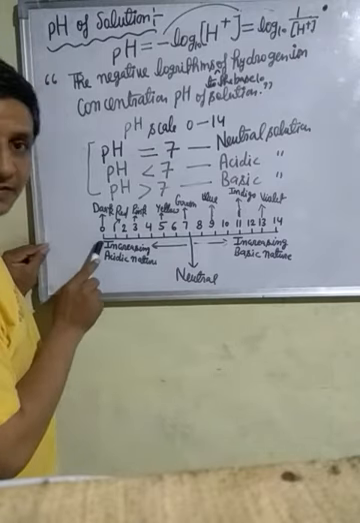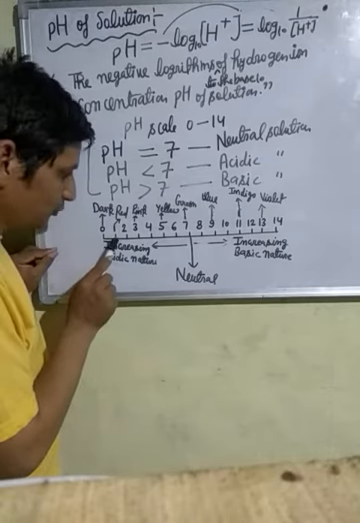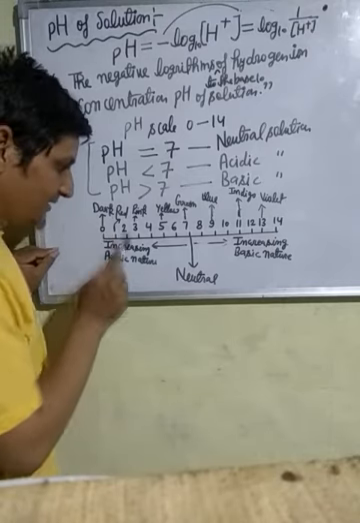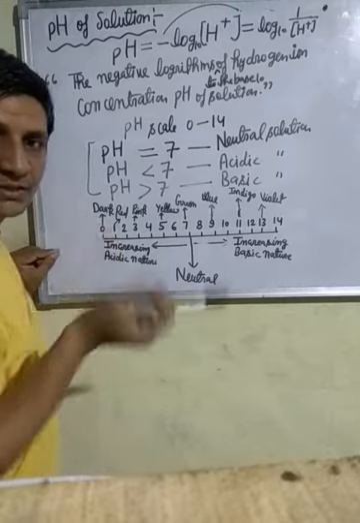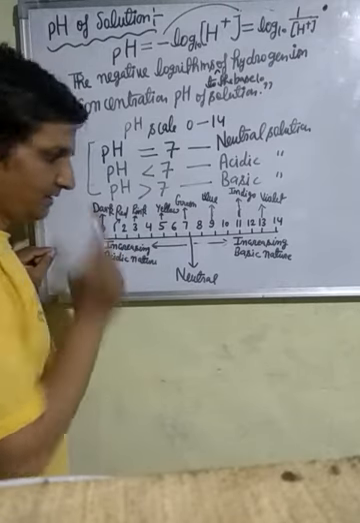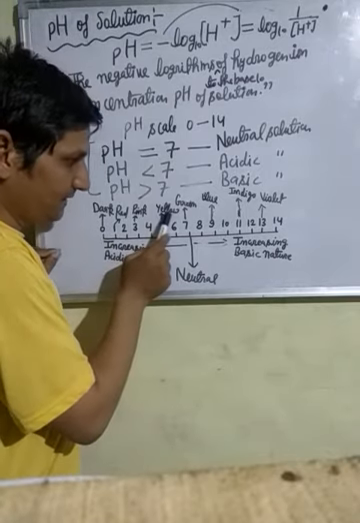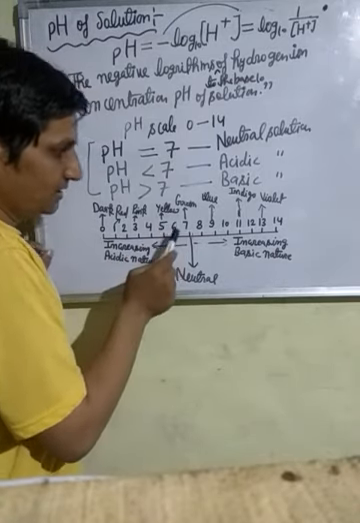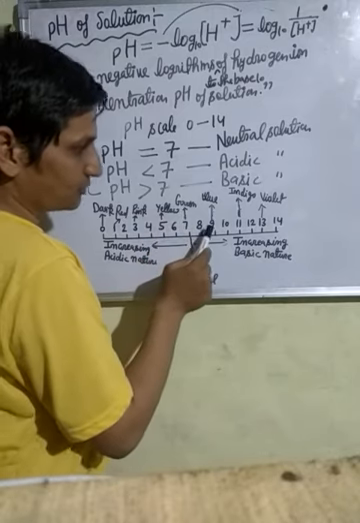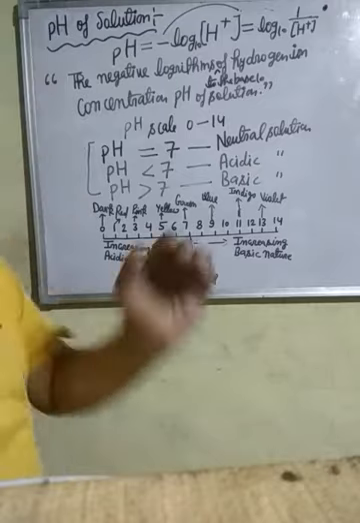If the pH of a solution is 0, its color is dark red. If the pH is 1, it is red. If the pH is 2, it is orange. If the pH is 3, pink. In this way, pH 5 is yellow, pH 7 is green, pH 9 is blue, and pH 11 is indigo. Here I am indicating some important colors.